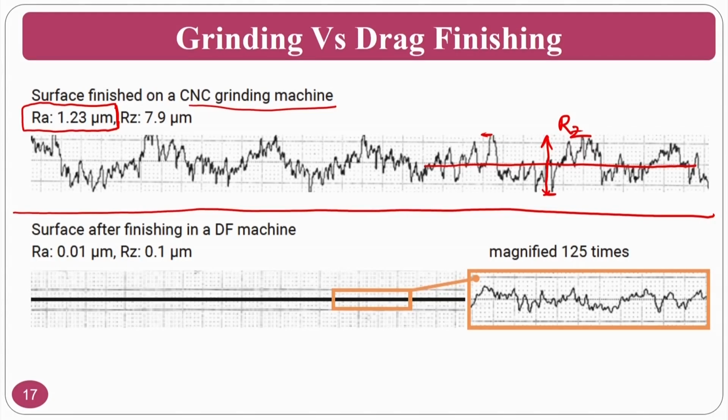Okay. So, if you see after the drag finishing process, it looks like a very straight line. If you zoom about 125 times or something, then your surface is looking like a grinding process. That means that you are absolutely getting a very good surface finish of about 0.01 micrometers. See the improvement, 1.23 micrometers to 0.01 micrometer, the surface improvement that has taken place in the drag finishing process compared to the grinding process. That means that there is an enormous improvement of surface finish if you are using the drag finishing process.